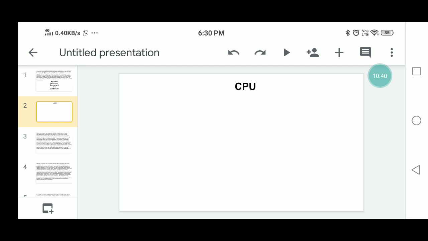So the control unit acts as the monitor that tells the other components what to do, when to do, and how to do. This is the major role of the control unit of the central processing unit.